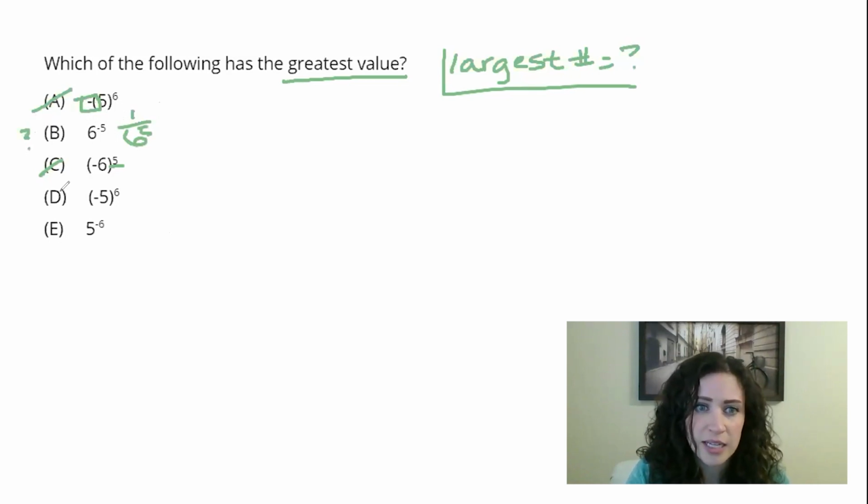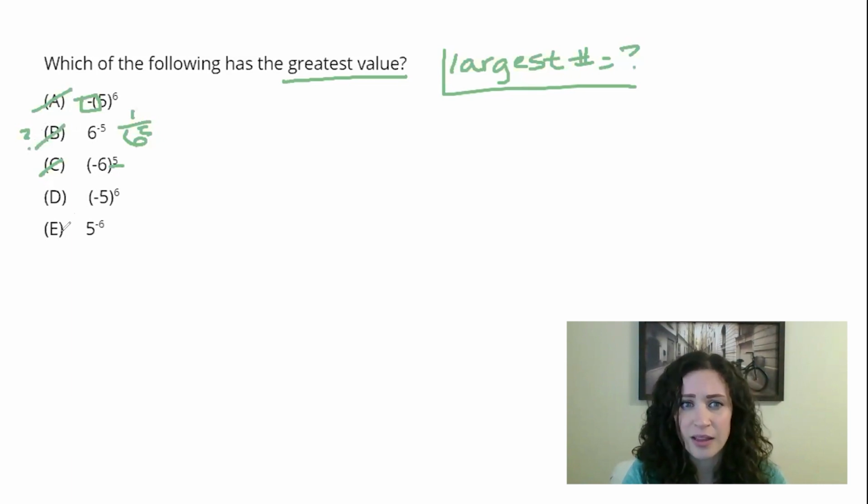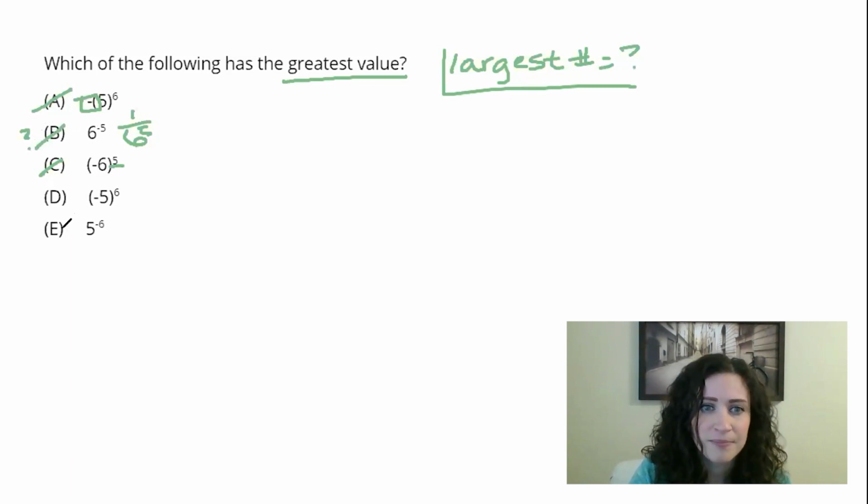If I continue down to D, I see I have a negative number here, but it is a positive even exponent, which means that this is going to be a very large positive number. That's definitely going to beat out this fraction here. So I can actually eliminate B, go back and do that now. And I'm going to look at E and see if I can eliminate that for any other reasons.